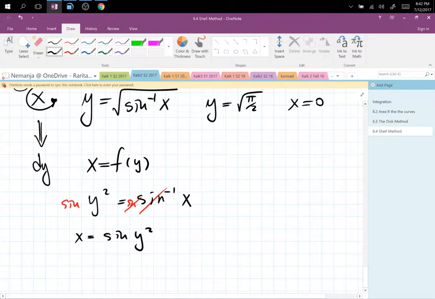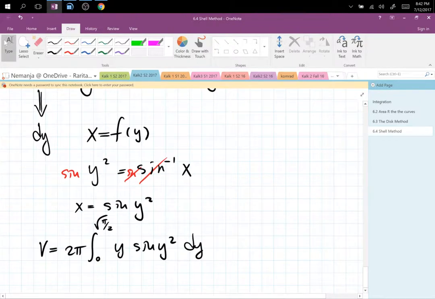You have the volume is 2 pi integral 0 to square root of pi over 2 of y sine y squared dy. You have the u sub on y squared with the y in front, fix the 2. The 2 will cancel the 2 in front of pi, and the rest is 1. Keep going.